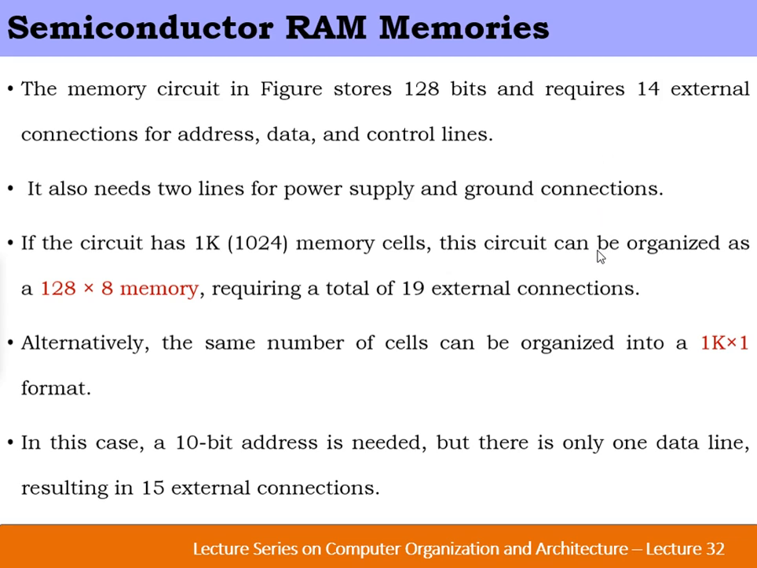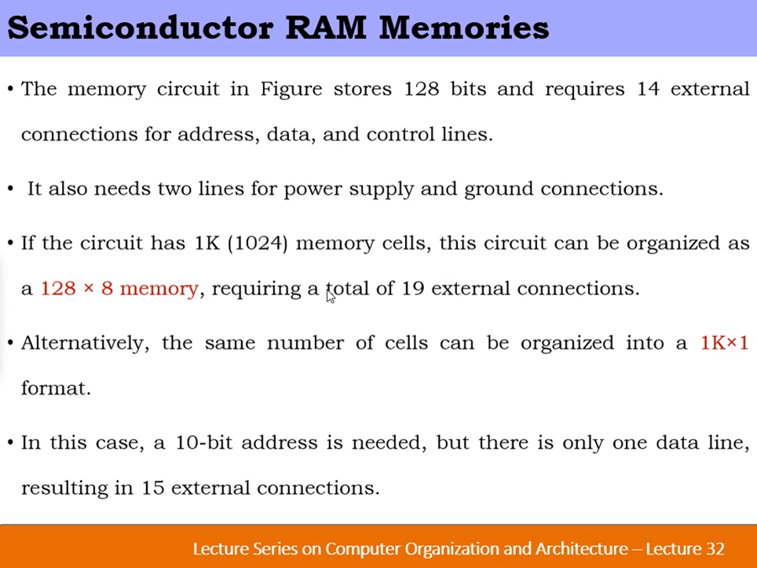Now let us consider one more example. We consider a circuit having 1024 memory cells. Whenever we have 1024 memory cells, they can be organized in different ways. One such organization is 128 into 8. 128 into 8 indicates 1024: 128 memory locations, and per location 8-bit storage. So in total it comes to 1024 memory cells.